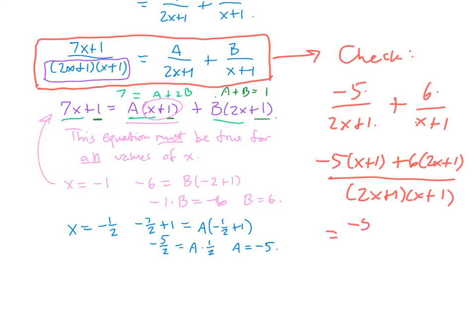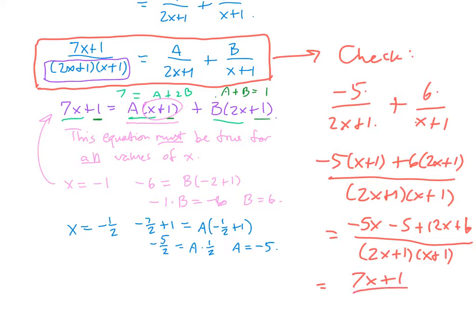And I think things are looking pretty good for me right now. Yep, I like where this is going. Still got that 2x plus 1, x plus 1. And so I get 7x plus 1 over 2x plus 1, x plus 1, which is exactly what I wanted here. It's the same thing as this. So those coefficients check out.